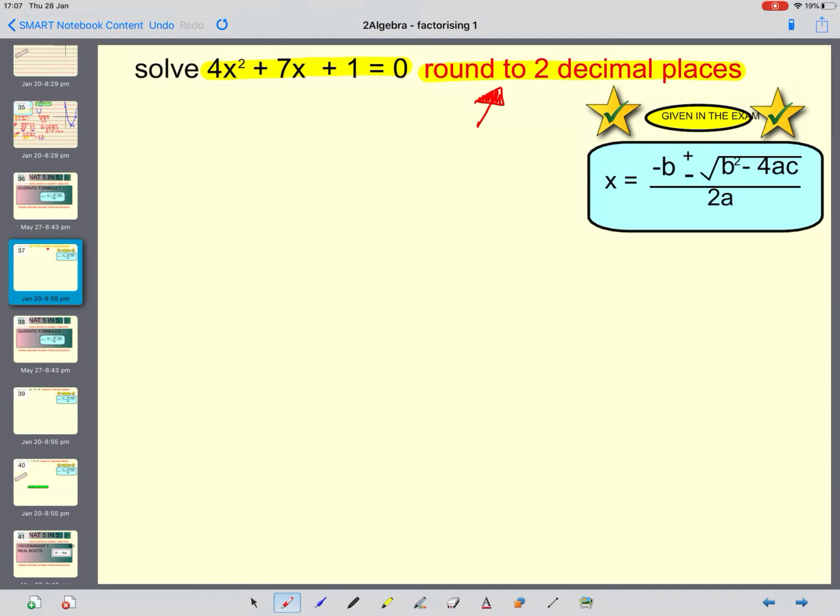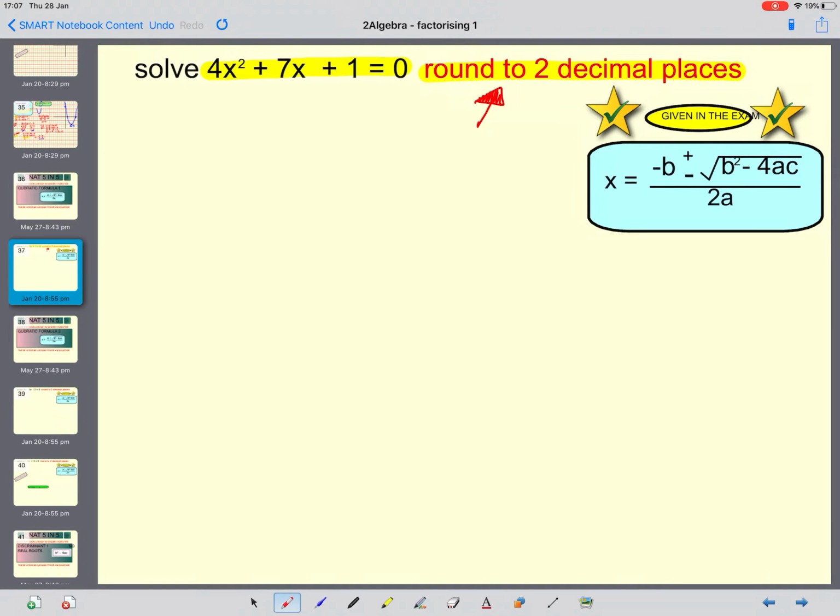this is it here that I've given, and it's given in the exam. So you're given it at the front of the exam paper. So whenever you see solve a quadratic like this here and it says round to 2 decimal places or 1 decimal place, that is your clue. You have to be using the quadratic formula.